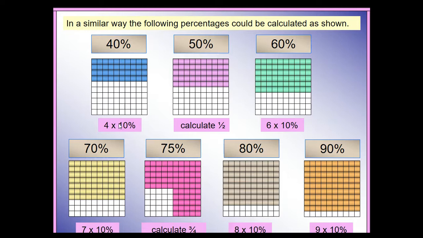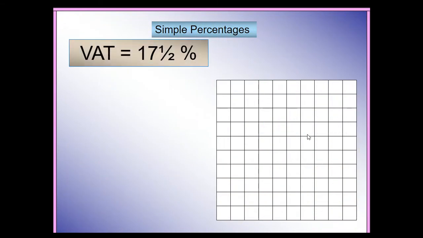40% is the same idea, find me 10%, find 4 of them. Don't do that with 50%, just find me a half. 60%, find 10%, and then find 6 of them. 70%, 10%, find 7. 75%, don't do that. If you know 25% is a quarter, then first find that, then 3 quarters. Remember, divide by the bottom, times by the top. 80%, find 10%, find 8, and 90, find 10, then times by 9.